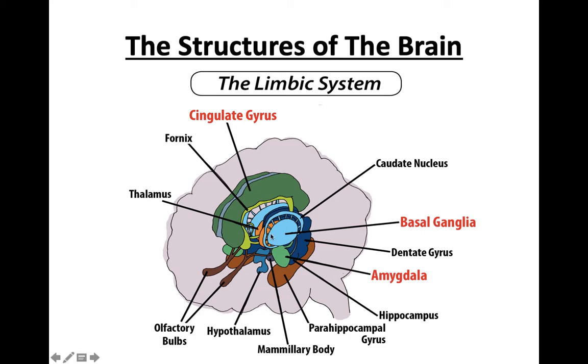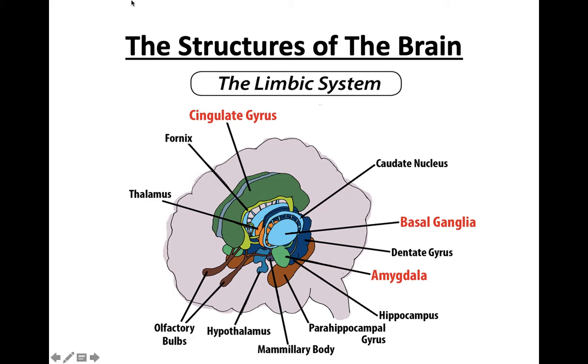The basal ganglia, pointing here, refers to a group of neurons that lie very deep within the frontal lobes. It's involved with involuntary movement and coordination. And then finally, the cingulate gyrus lies just above the corpus callosum. Remember that the corpus callosum is what connects the left and the right hemispheres. It's responsible for coordinating sensory input with emotionally significant events in order to create memories.